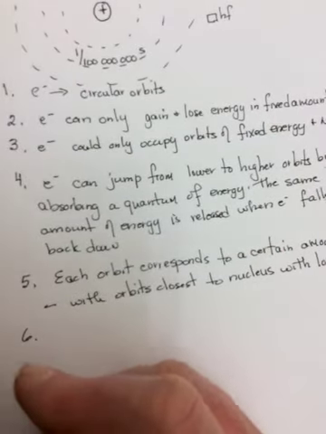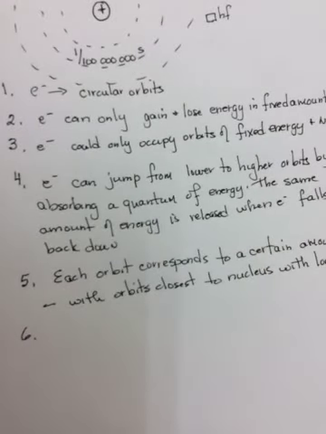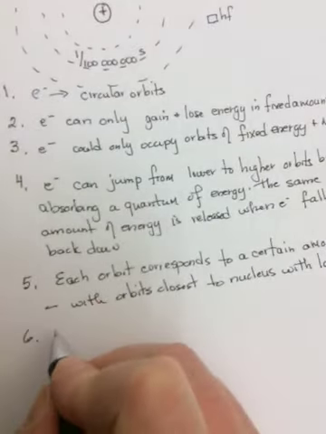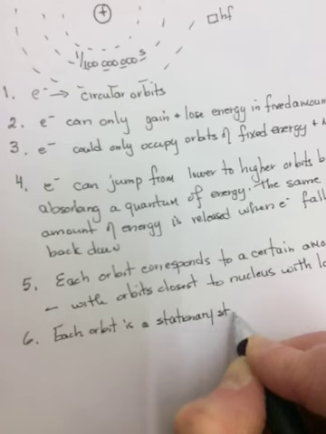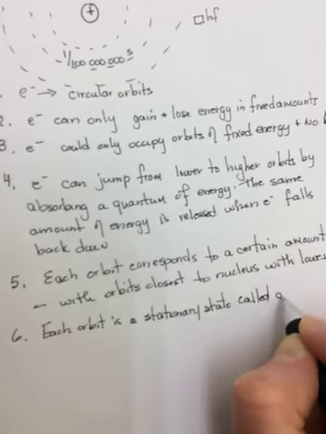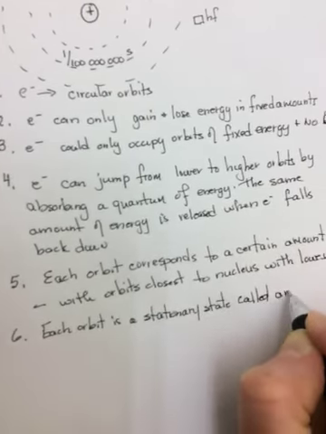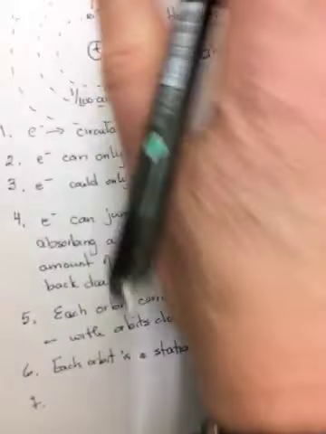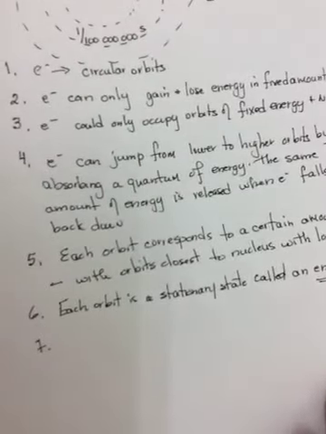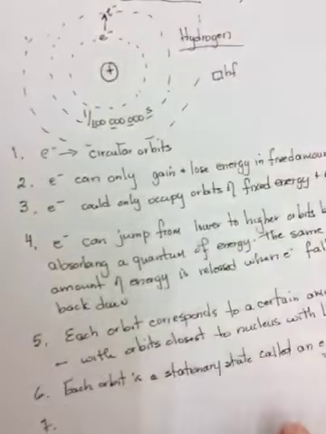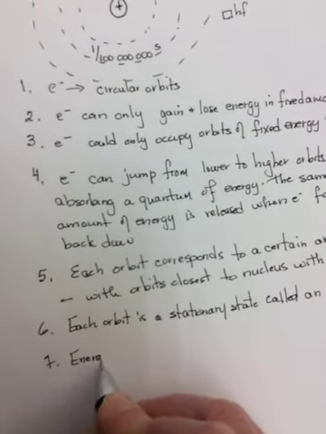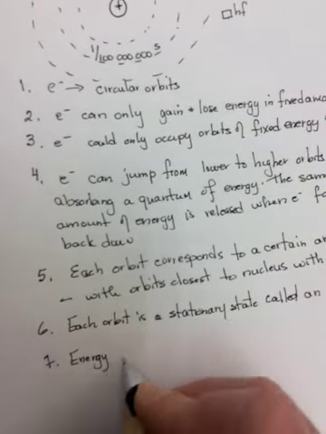He also said that each orbit is a stationary state, which he called an energy level. I would think you would have heard the phrase energy level from chemistry. So this is an energy level, this one. Orbits are energy levels. And then he numbered these energy levels, starting with the lowest one, the one closest to the nucleus, which would have the lowest energy.